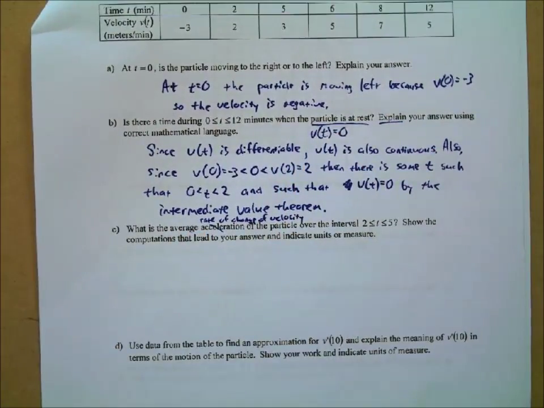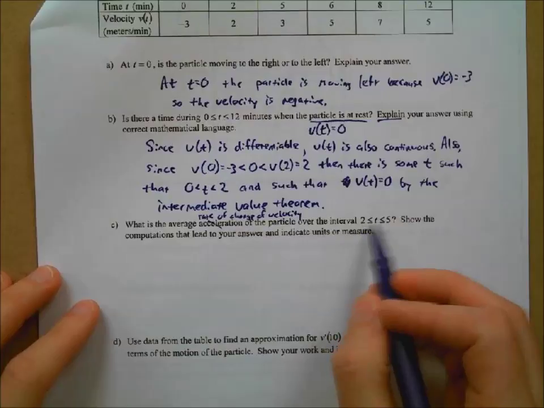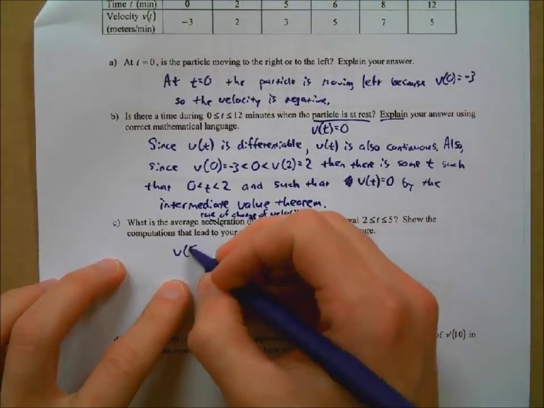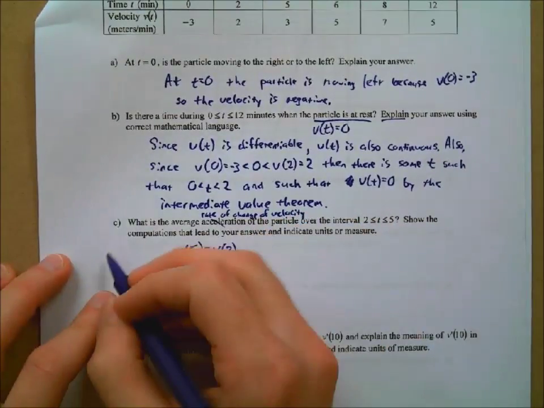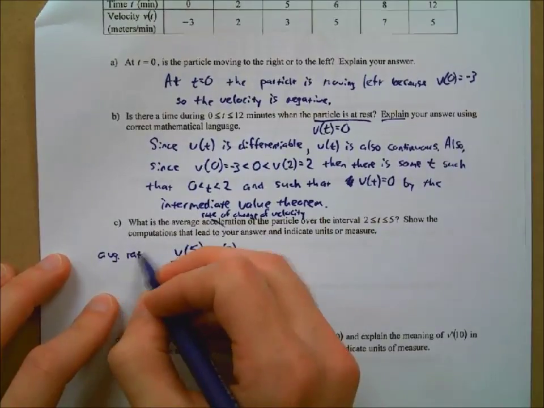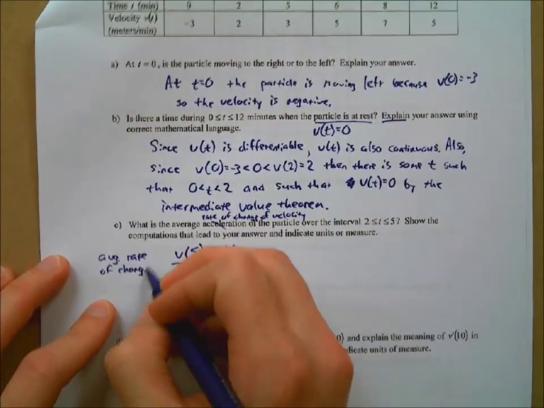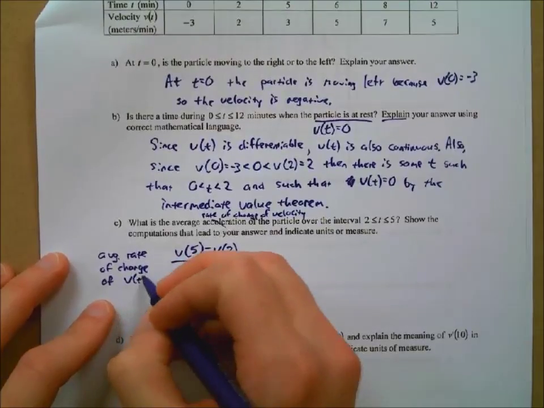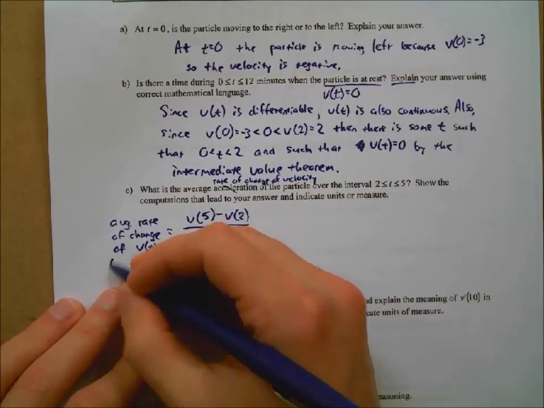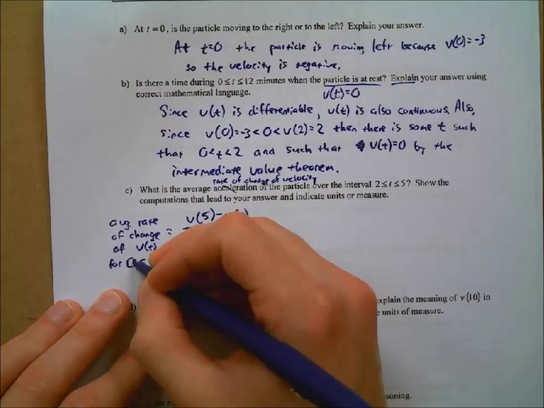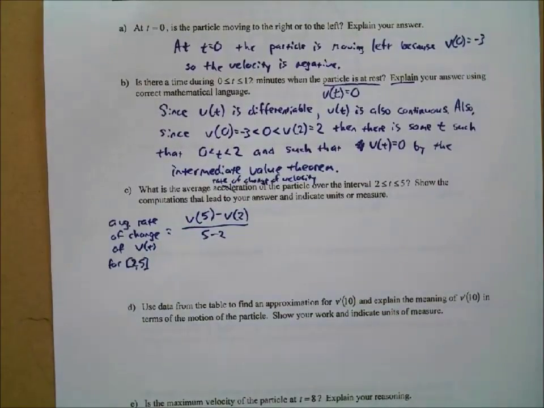Now that we have that, when we're looking for the average rate of change of something, what do we use to find the average rate of change of something? Slope. Slope formula specifically, right? Over the interval 2 to 5. So all we're going to do here is just do v of 5 minus v of 2 over 5 minus 2. It's just a slope formula. Okay, for the interval from 2 to 5, I'll say. Just a slope formula.